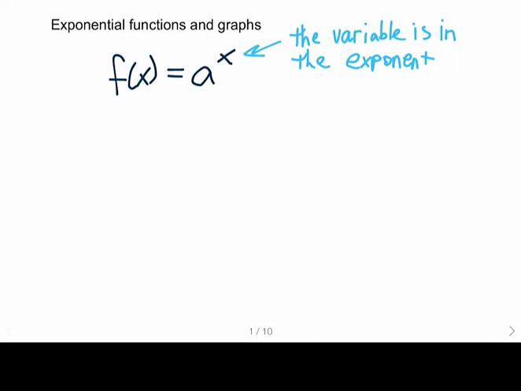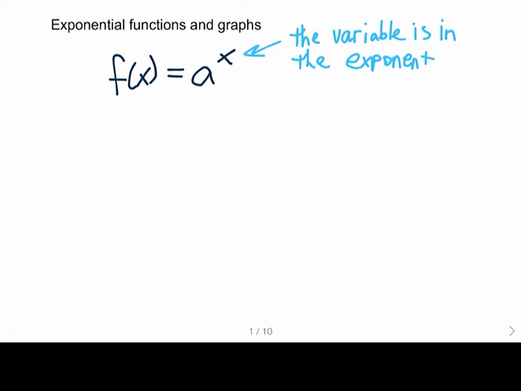In this session, we're going to see about exponential functions and graphs. An exponential function is a function of the form f of x is equal to a to the x. And we may be tempted to think that this looks like a polynomial function, except for one huge difference. The variable is in the exponent, which gives us all kinds of new stuff to consider.